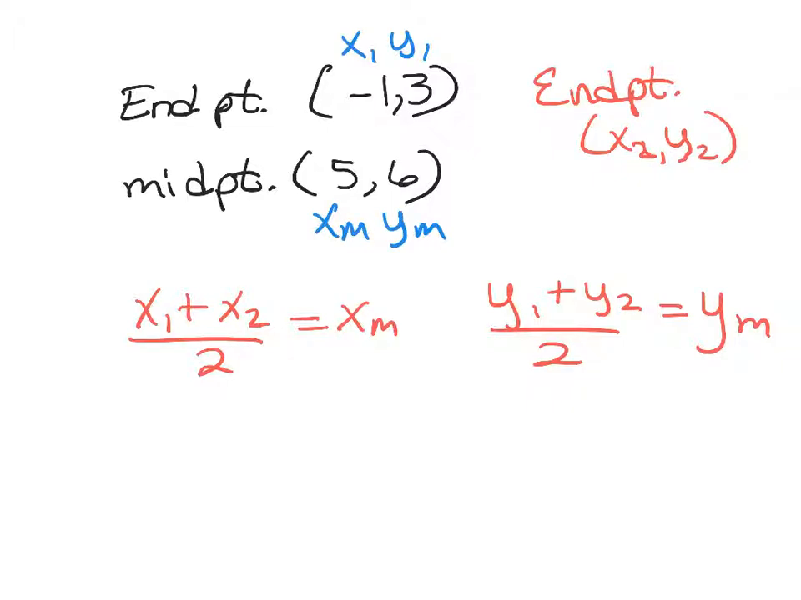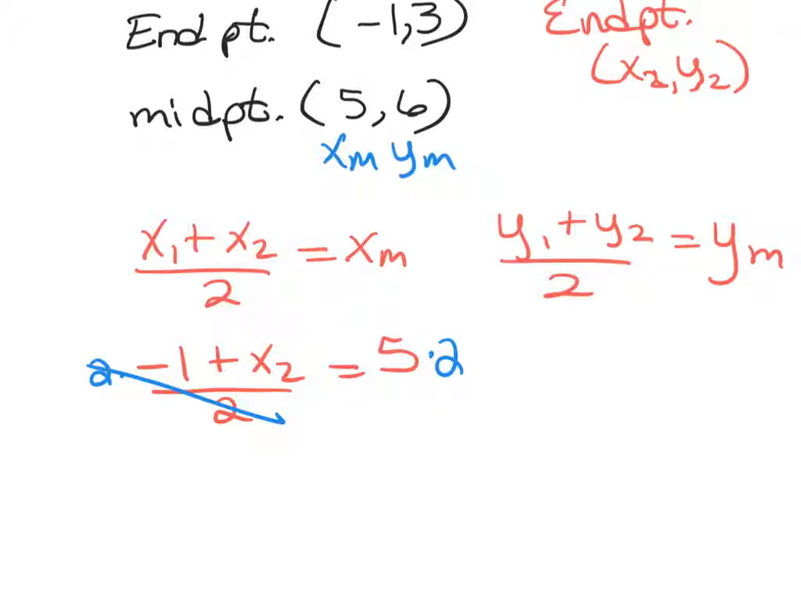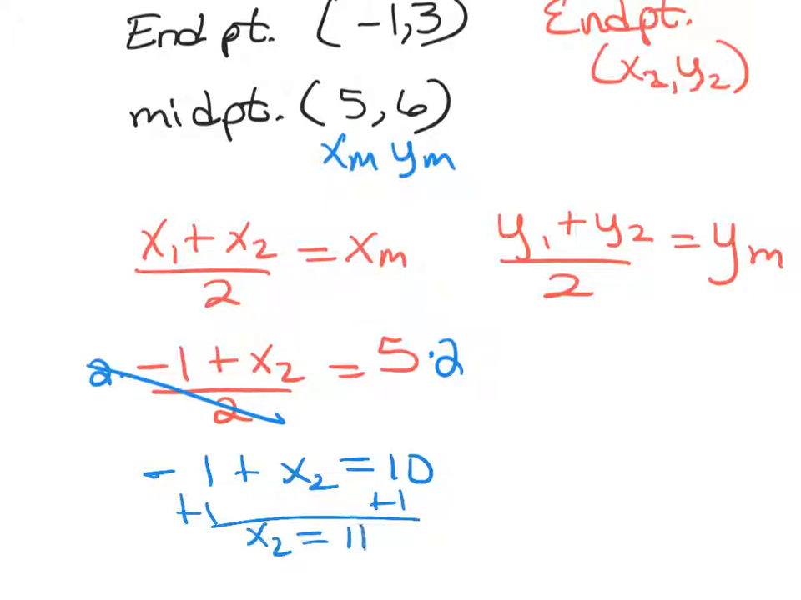All right, so let's try this. Let's plug in what we know. So my x1 is negative 1. I don't know x2. Divide by 2. The x of my midpoint is 5. I now begin the solving process. Multiply both sides by 2 to get rid of the denominator. And then I'm left with negative 1 plus x sub 2, or the x2, equals 10. Add the 1, and x sub 2 is going to be 11.